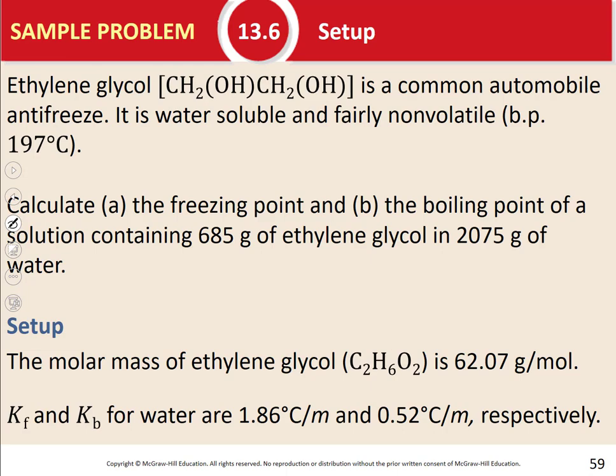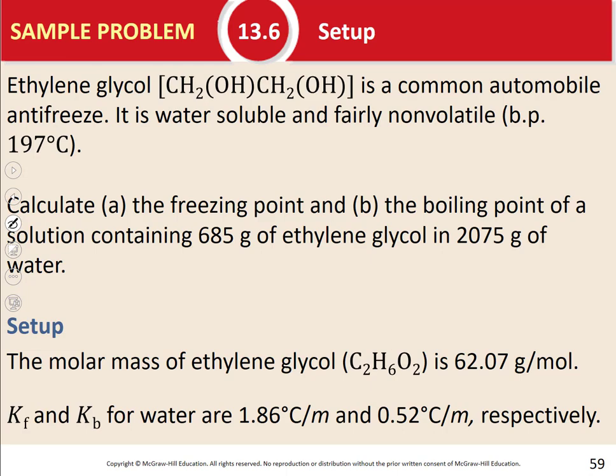So let's calculate this out. Ethylene glycol is a common automobile antifreeze. It is water soluble and fairly non-volatile. It has a boiling point of about 196 degrees Celsius. Why would you not want to put something in there that's going to cause it to boil? Do you want the water in the pipes of your car to boil? No, that's bad too. We don't want them freezing over, but we also don't want them boiling.